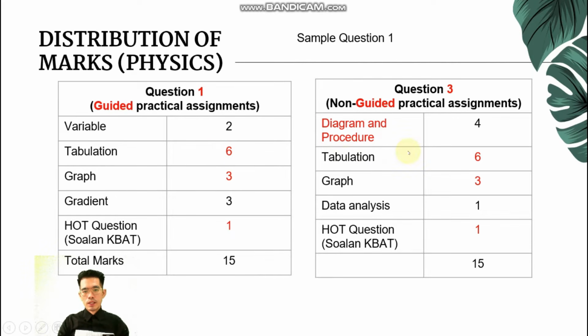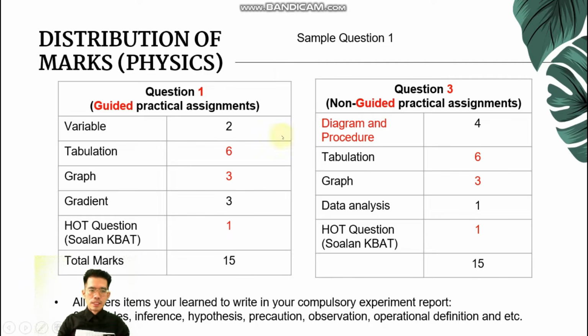This will be almost the same as question number 1. You have already gone through it in your first trial in paper 3 in May. So one of the marks will be data analysis, and one question regarding the hot question.